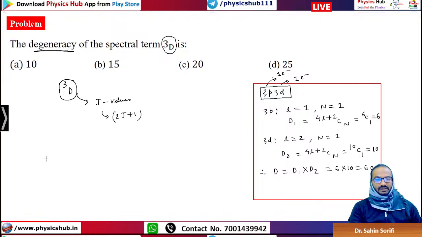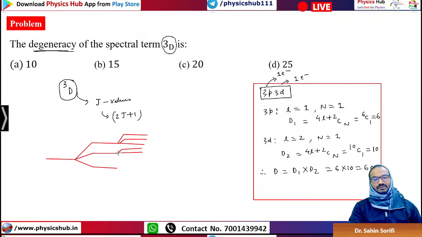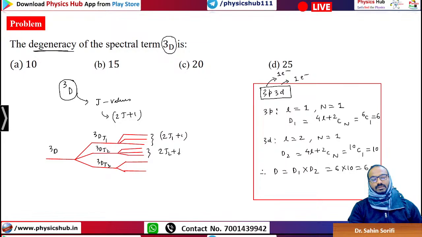The situation is like this. This is the term 3D, let's say. Then you get different j values, and each j value is split into 2j plus 1 different values. So you have to count these final numbers. I'm just giving a rough example. Let's say this is 3D and you will get 3D J1, 3D J2, 3D J3. Then this is 2J1 plus 1, this is 2J2 plus 1, and this is 2J3 plus 1. If we add all of them, that will give you the total degeneracy.